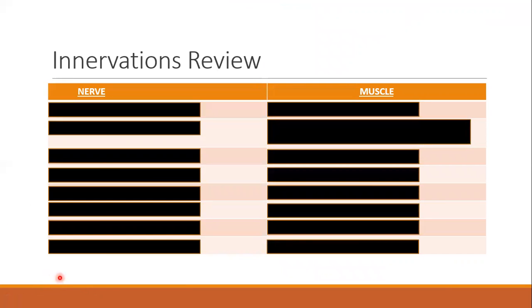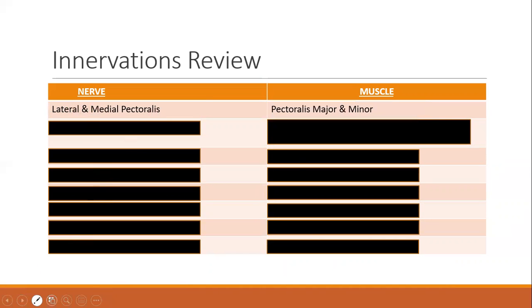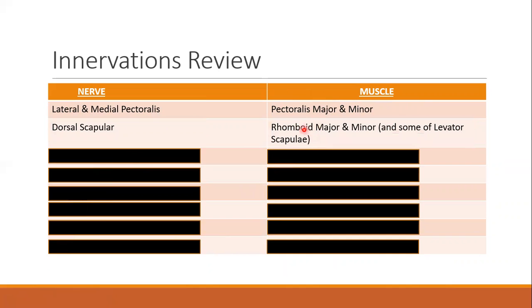Okay, so just to review some innervations of muscles that I've mentioned before coming off of the brachial plexus. So we're just going to go through these to help you quiz yourself. And obviously you can use this PowerPoint as flashcards to help you practice your muscle innervations for later. So lateral and medial pectoralis nerves are going to help you innervate your pectoralis major and minor. Your dorsal scapular nerve is going to innervate your rhomboids, major and minor, and gives some fibers to levator scapulae.